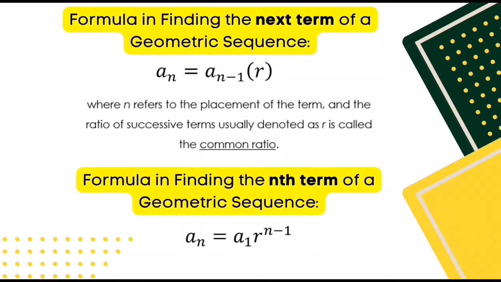Aside from that, we also have a formula in finding the nth term of a geometric sequence, and that is a sub n is equal to a sub 1 times r raised to n minus 1. Again, n is the placement of the term, r is the common ratio, and a sub 1 will be the first term. Now, let's apply this in our given example.